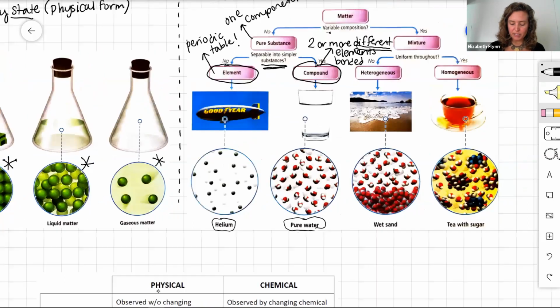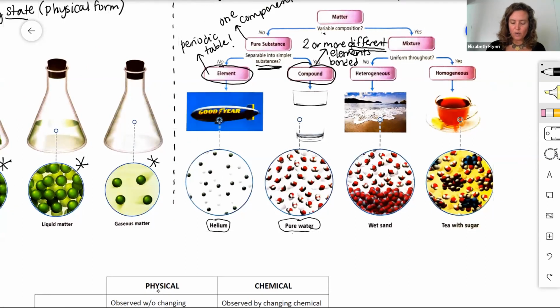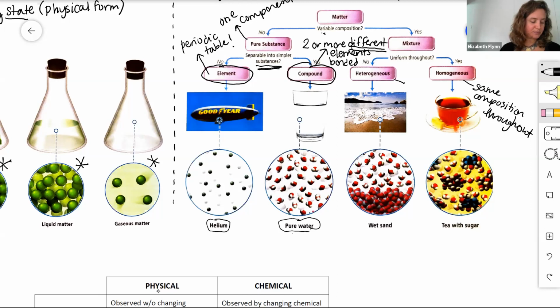And then when we get over here to mixtures, when there's two or more components, are they uniform throughout? Meaning, can you take a sample from one place in the mixture and have it have the same composition as another sample in the mixture? That would be homogeneous, the same composition throughout. Over here, if it's a heterogeneous mixture, that means there's a different composition.